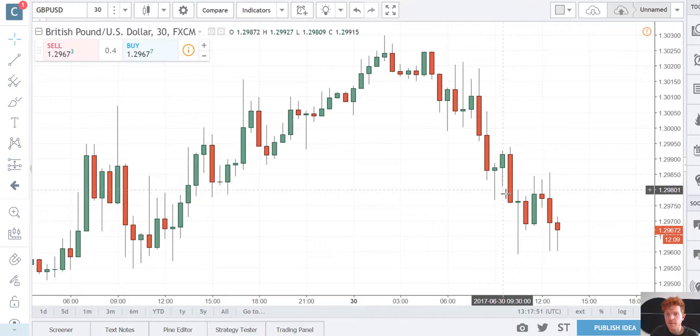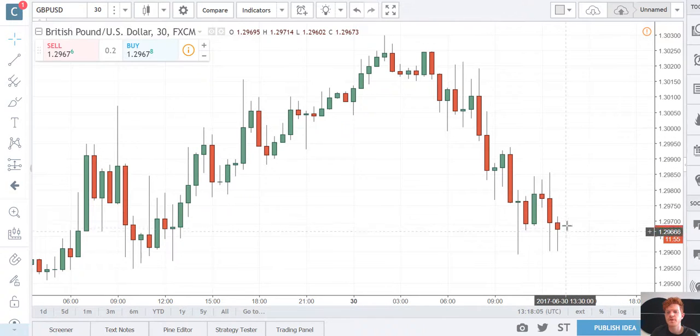In my previous video, I did mention if it breaks this high. So it's broken the high here, and I would expect potentially a one-to-one. So this back up to around here, we may well see. That might be worth a trade, buying this up to 130.